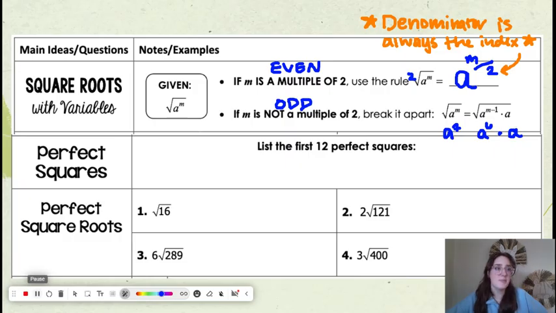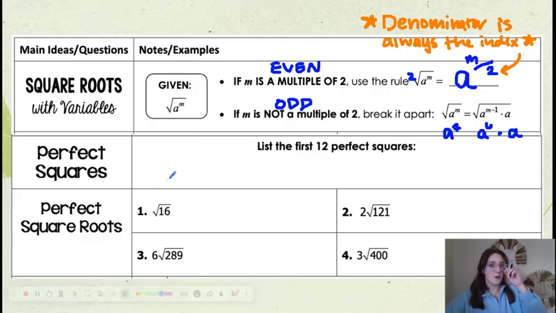Do you remember any perfect squares? If there's any that come to your mind, go ahead and message in the room chat what comes to mind when we're hearing perfect squares. Any numbers that come to mind, go ahead and answer. I'll pause the video. All right, so perfect squares.